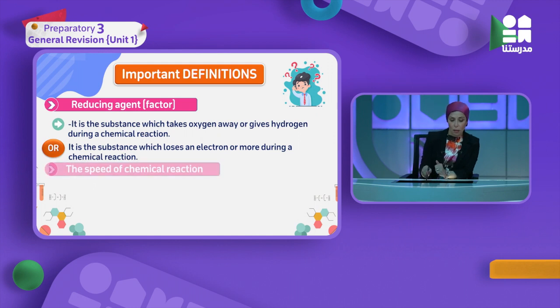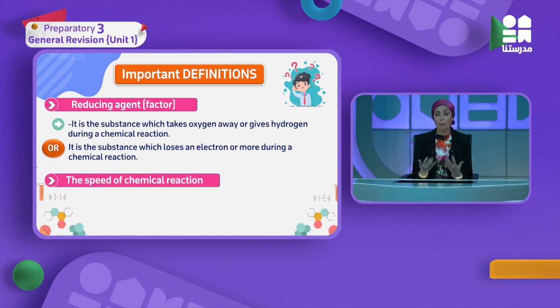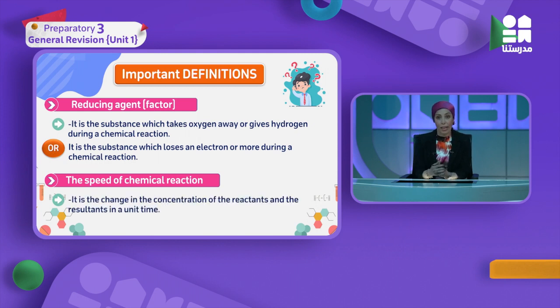Speed of chemical reaction. The meaning of speed of chemical reaction is the rate, meaning the speed of the reaction. So the speed of chemical reaction is the change in the concentration of the reactants and the product during time. Before, when we discussed it, we said that during the chemical reaction I have reactants, the reactants decrease through the chemical reaction, and finally a product appears. So the decrease in the reactants and increase in the product is called the rate of chemical reaction, or the speed of chemical reaction. So it's the change in the concentration of the reactants and the product during time.